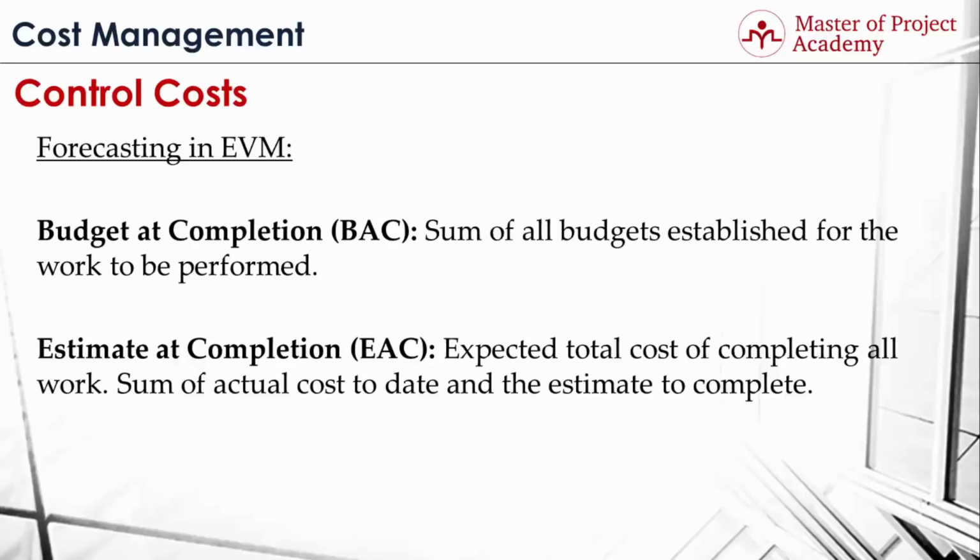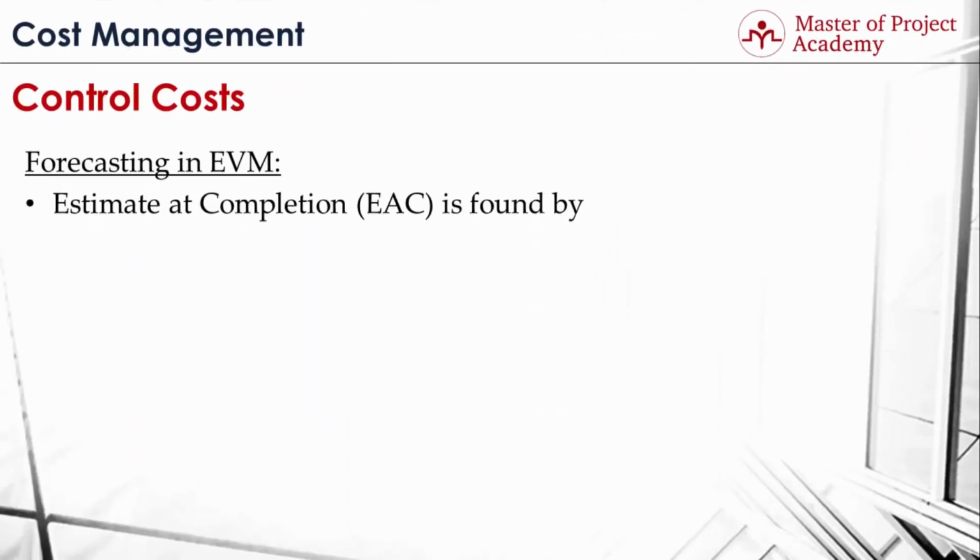Estimate at completion is a critical term, because if you plan to complete the project with a $1 million budget, and if your new estimate at completion value shows that it'll take $1.1 million, you need to be prepared to find an additional $100,000 budget to complete the project. Let's see the formula for estimate at completion now.